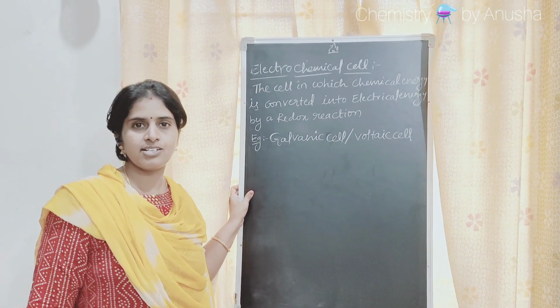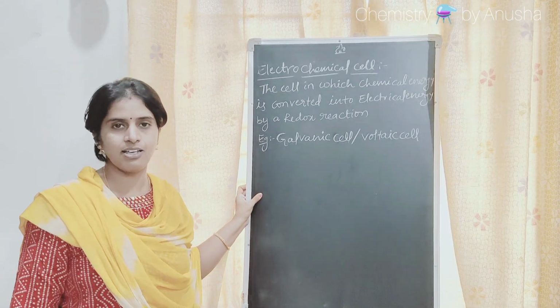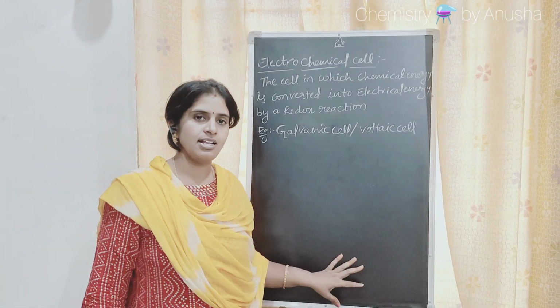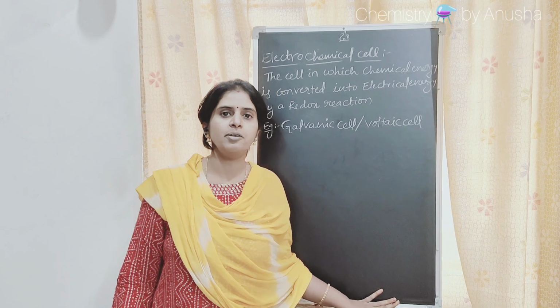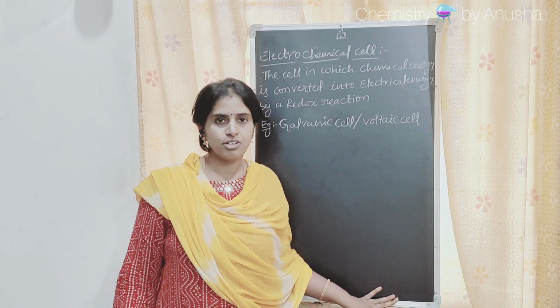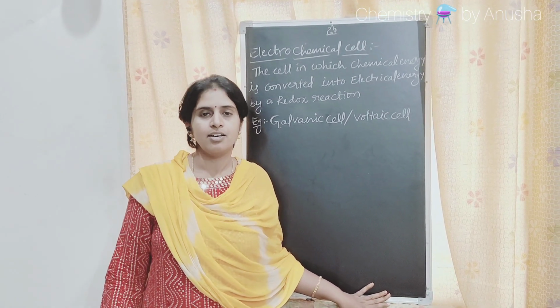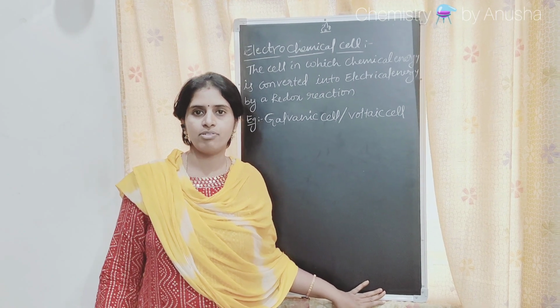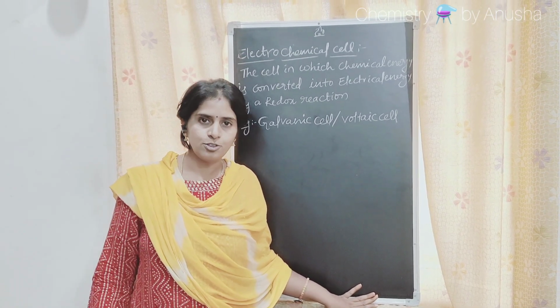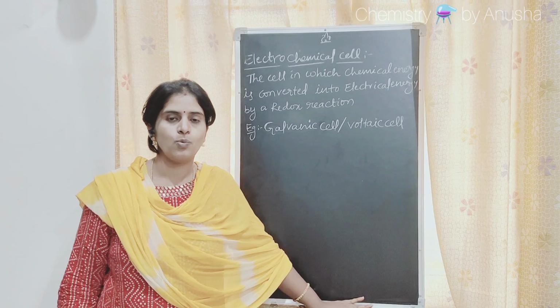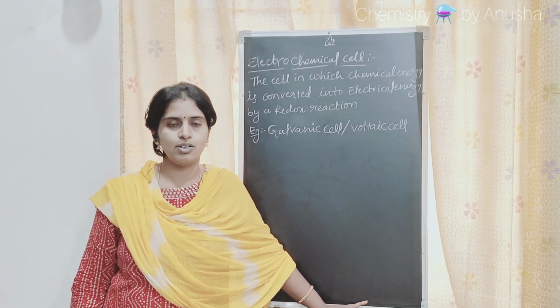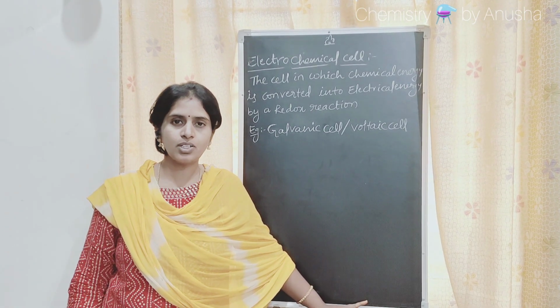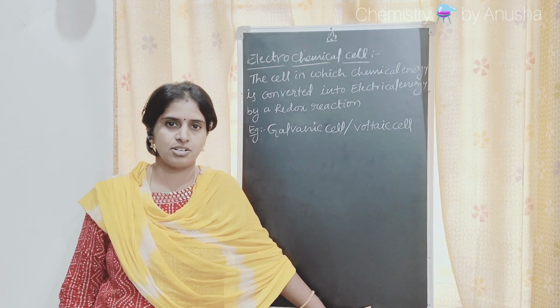Today I am going to discuss the electrochemical cell. An electrochemical cell is a basic unit of a battery. By knowing the working of an electrochemical cell, we can understand the functioning of a battery. Here, an electrochemical cell is a device which converts chemical energy into electrical energy through a predominant redox reaction.